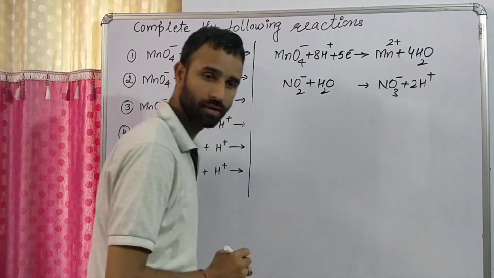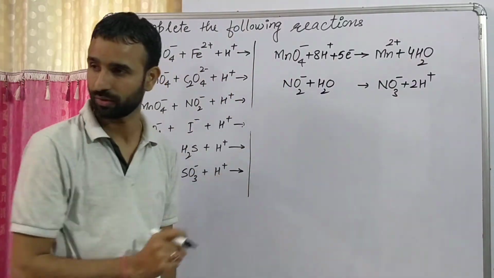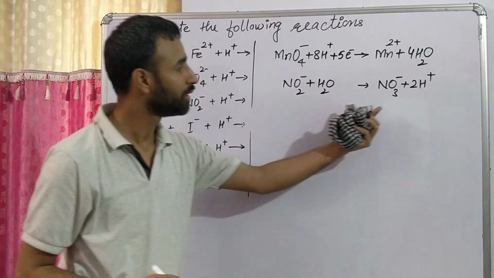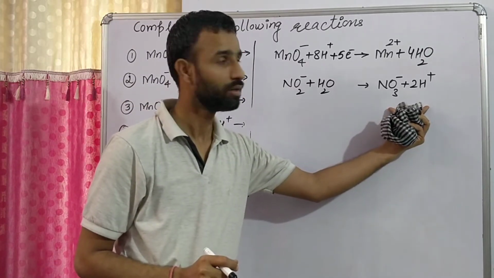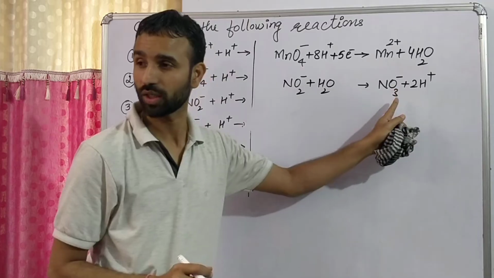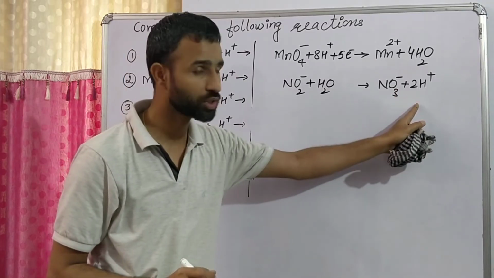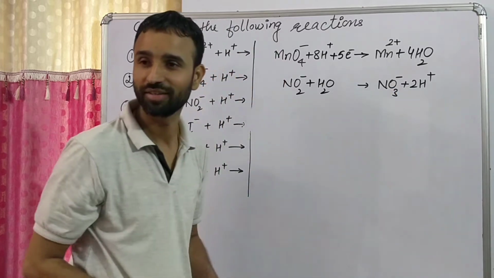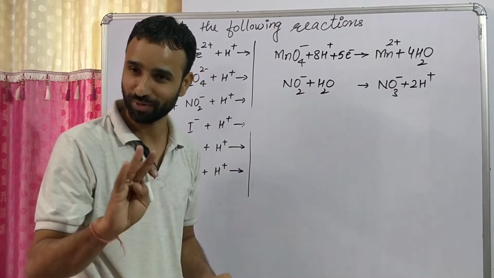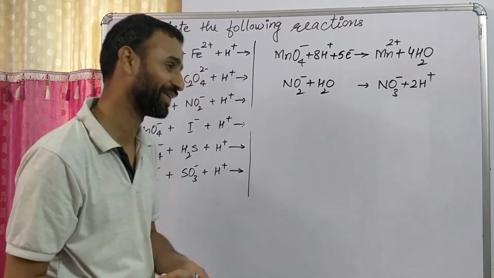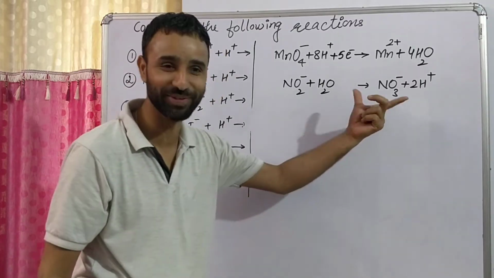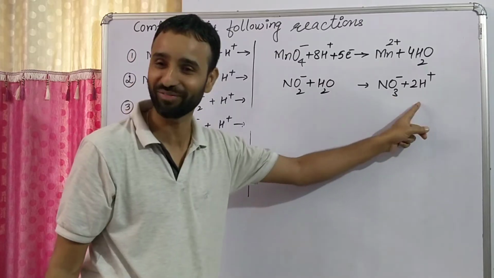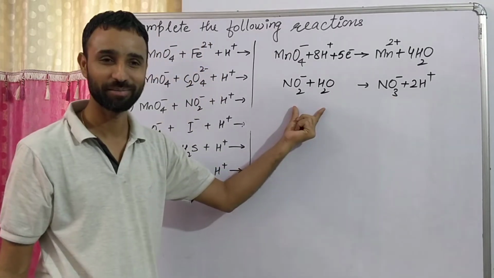Now to balance the charge, this side has one negative. The right side has 2 positive and 1 negative, so 2 plus minus 1. Addition and subtraction, you should know. So 2 plus and minus 1 is 1 plus, and this side is minus 1.